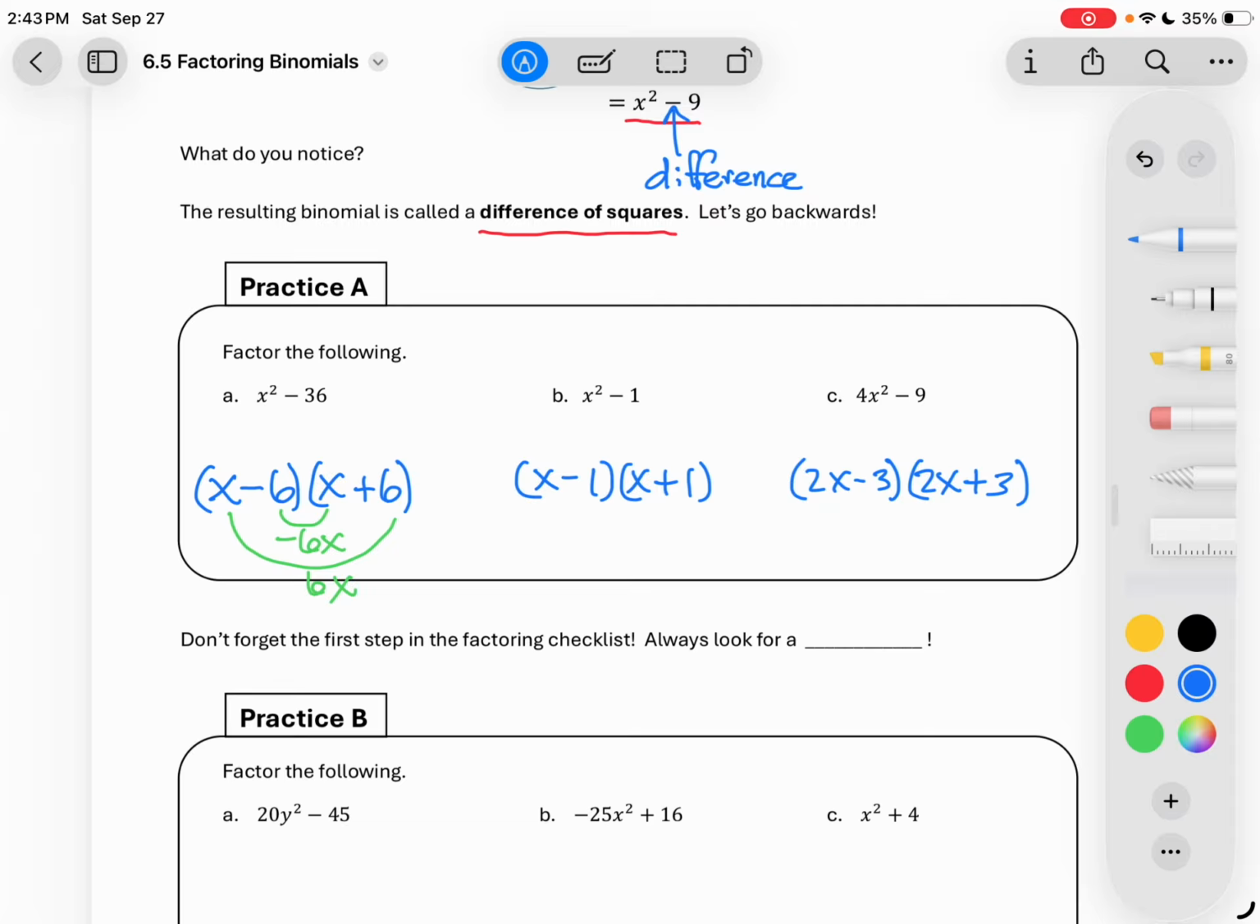And don't forget, on all of these, we should check for a greatest common factor before factoring further. In fact, if we had looked for that on letter C, we would notice that there was not a greatest common factor, so it didn't affect us. But let's go ahead and take a look at the 3 problems in practice B.